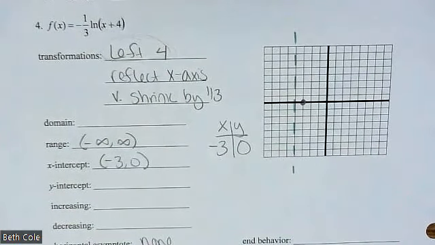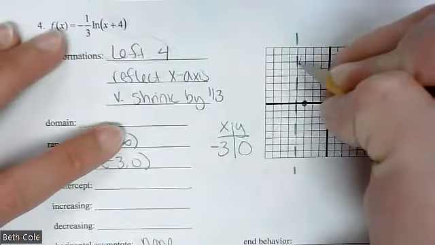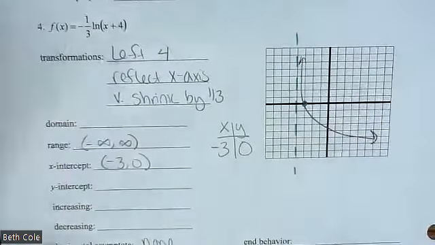Now, again, the graph either goes up or goes down. What do you think? You got a 50-50 shot. Why down? Because that's correct. Reflect. Yep, perfect. You're awesome.